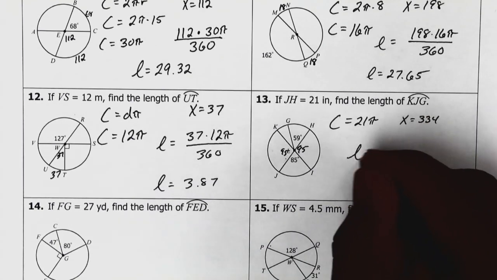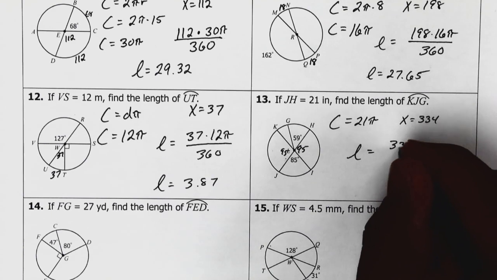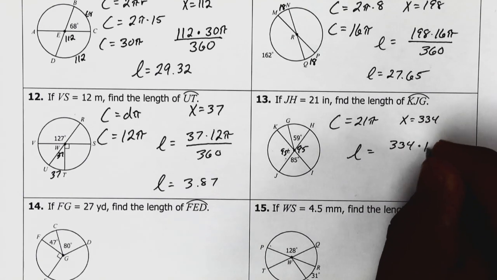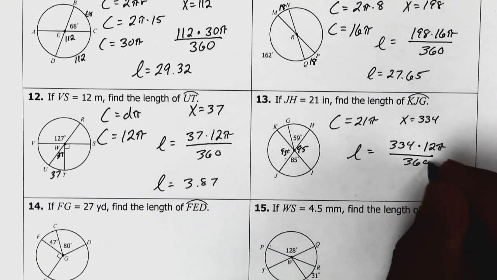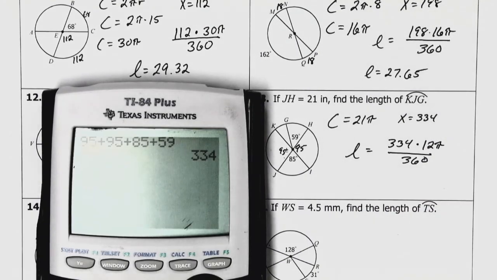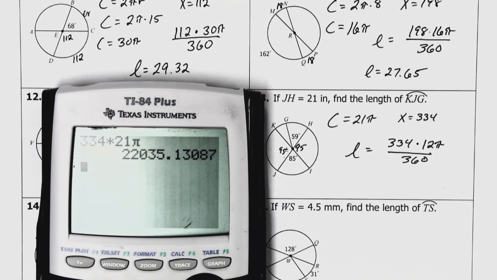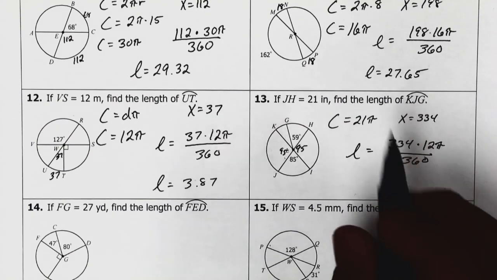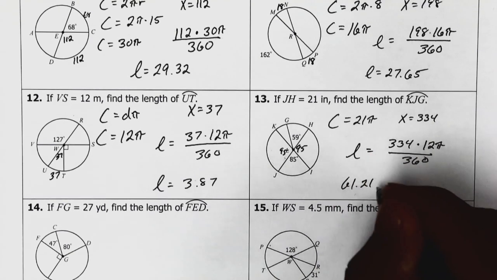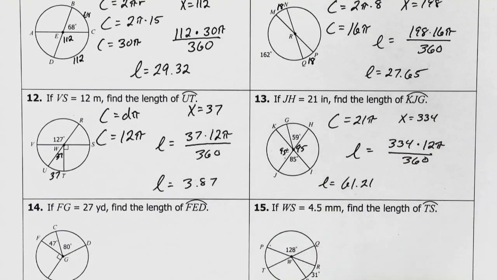So using the formula, 334 times 21 pi, all divided by 360. 334 times 21 pi, divide that by 360, and that gives you 61.20, that rounds it up to 1, so 61.21. That's all. Very simple, just using the formula.